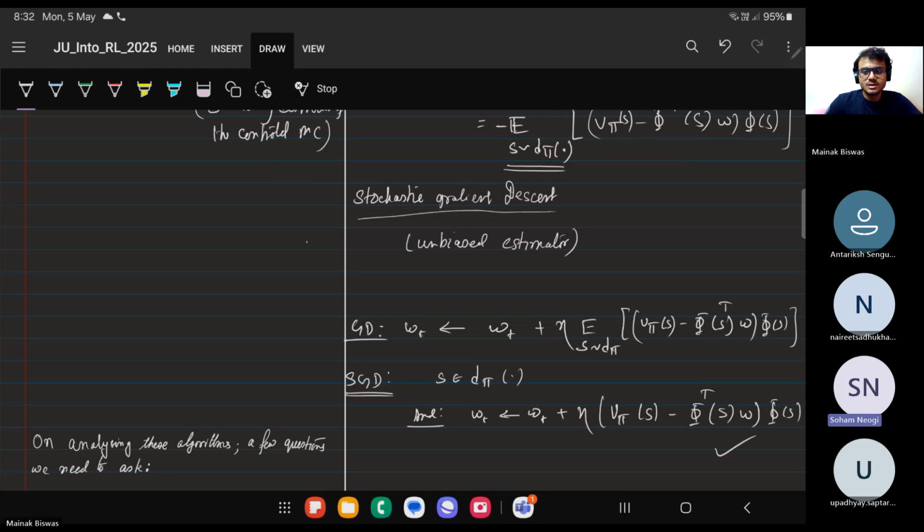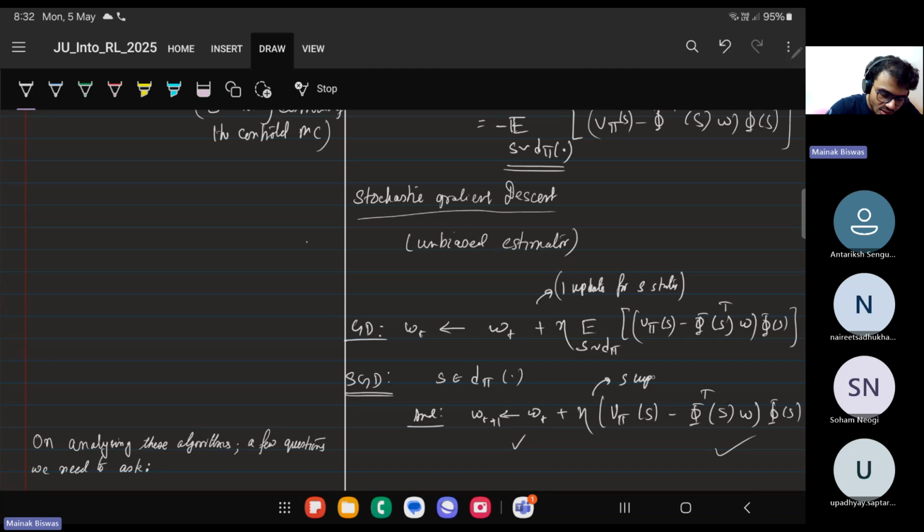So only one state, right? In SGD, correct. Only one state, and you can update at every time. So you go to the next state and update for that state. Instead of taking an average of all the states and updating once, you update per state. By the time you complete all the S states, you have updated S times, right? This is one update for S states. This is S updates for S states.